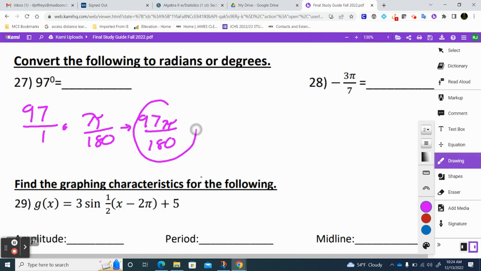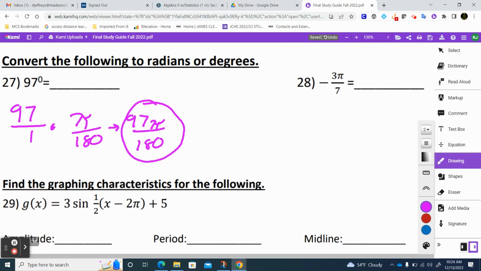Okay. Believe it or not, that's our answer. It will not reduce. That's the answer. It should have a pi in the answer. Do not give me like 1.6929, because that's what you get when you take 97 over 180 and multiply it by pi and get a decimal. You should have a pi in the answer.